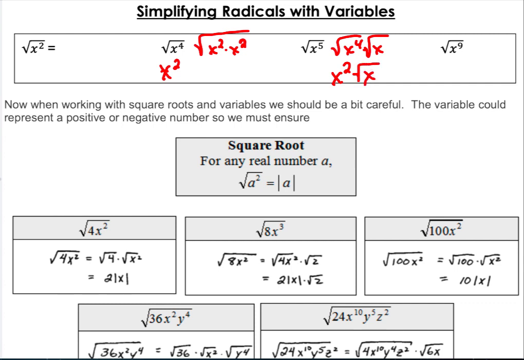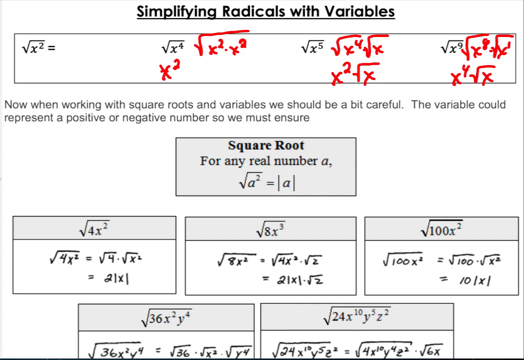Okay. Same thing here for x to the ninth. Well, this is really x to the eighth times x to the first. I can take the square root of each of them. X to the eighth, the square root is going to be x to the fourth, because x to the fourth times x to the fourth got me x to the eighth, times the square root of x. So I'm not always able to pull all of the variable out of the problem.